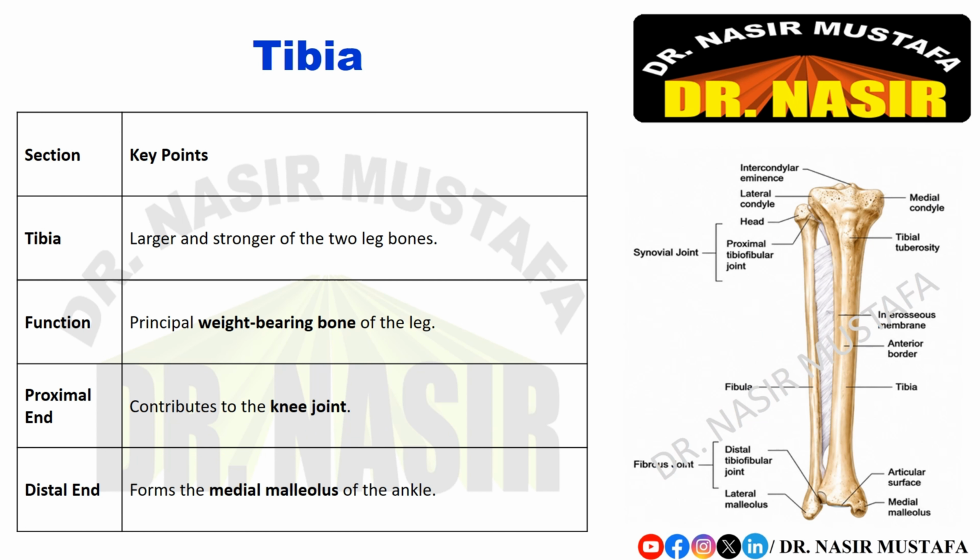Tibia. The tibia is the larger and stronger of the two bones of the leg. It is the principal weight-bearing bone of the leg. Its proximal end contributes to the knee joint, while its distal end forms the medial malleolus of the ankle.